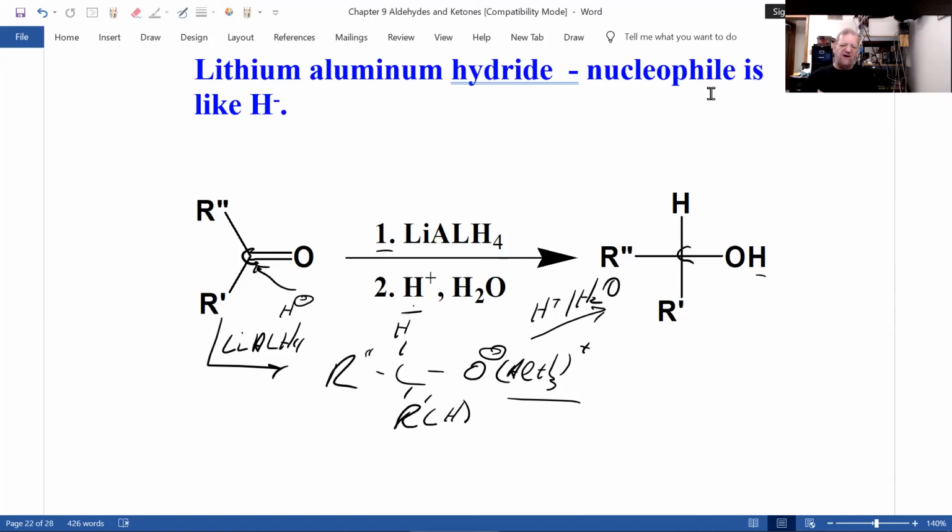You get that alcohol. Now, the nice thing about lithium aluminum hydride is this doesn't react with carbon-carbon double bonds, only carbon-oxygen double bonds. So the reaction I showed you before, you would get the right product if you use lithium aluminum hydride.